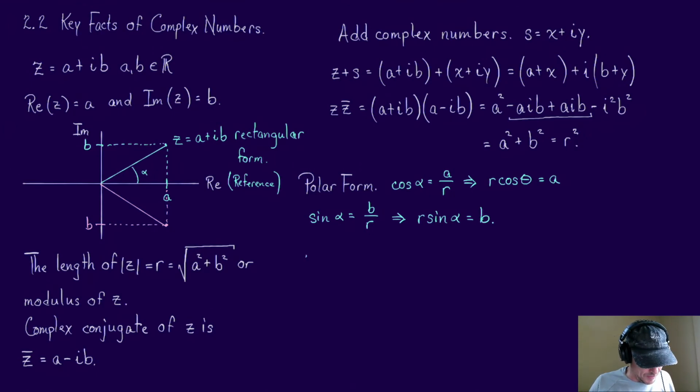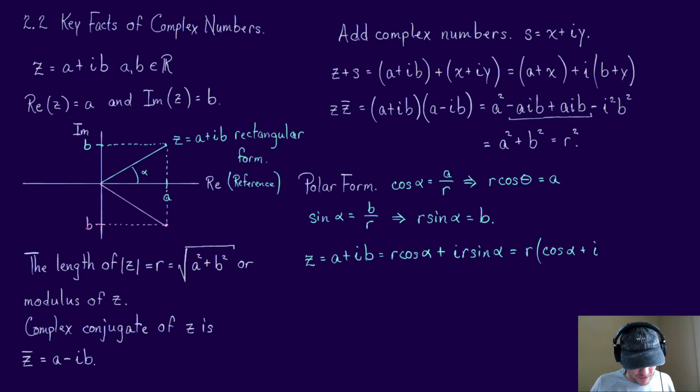Now let's substitute this in. This says then that z in the rectangular form is a plus ib. Well, what did we say that a is? We said that a is r cosine of alpha, plus i times b, but b is right above. That's r sine of alpha. So cosine of alpha plus i r sine of alpha. But if I factor out the r's, this is going to be r times cosine of alpha plus i times the sine of alpha.